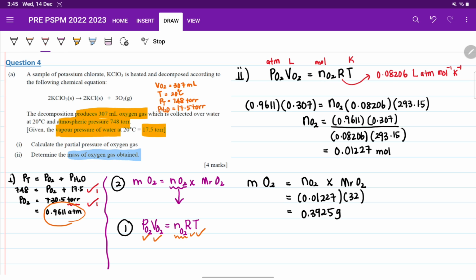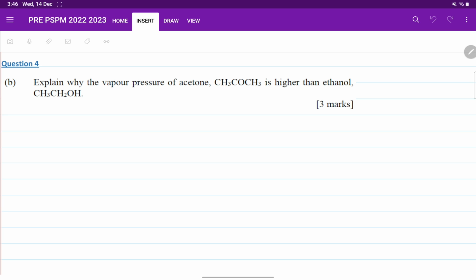So for this calculation, you will have 2 marks. Where will you get the marks? First, when you obtain the number of mole of oxygen from PV equals nRT. And next, the mass of oxygen from the equation number of mole times the molar mass. Okay, let's proceed to the next question.